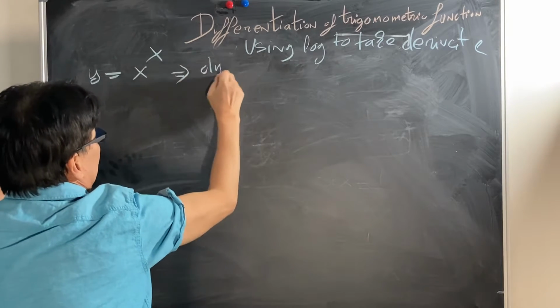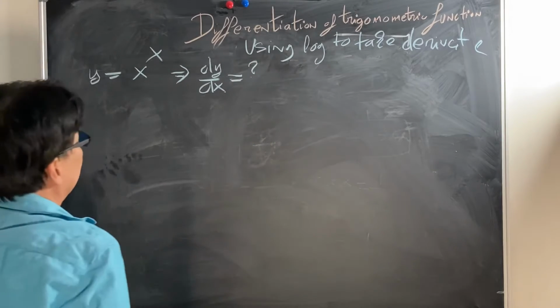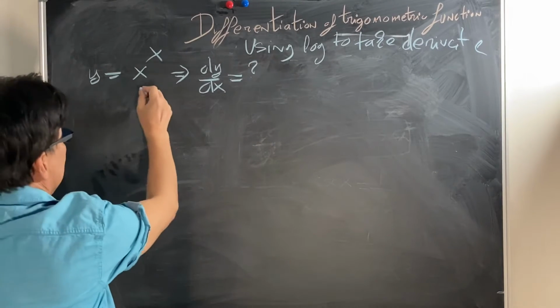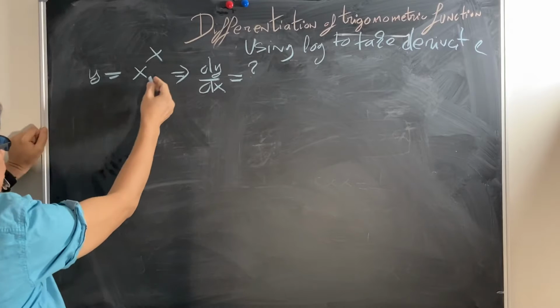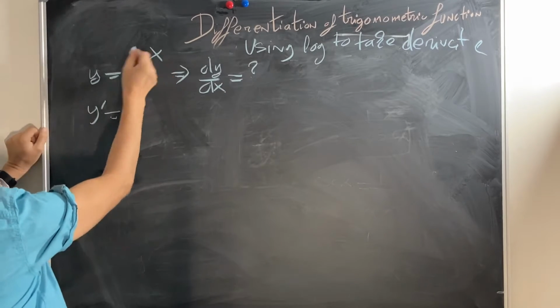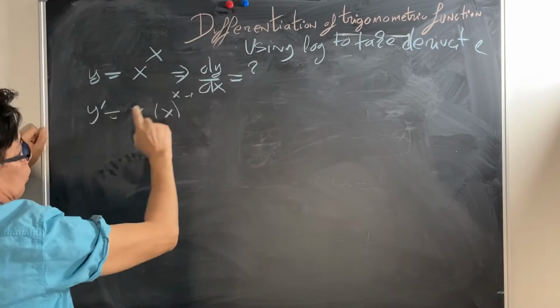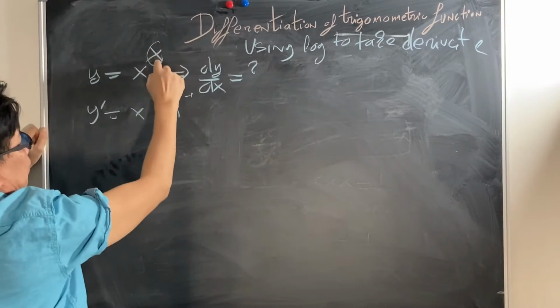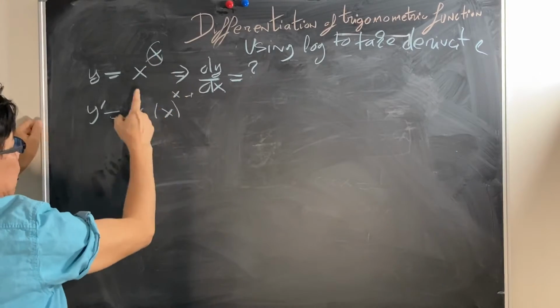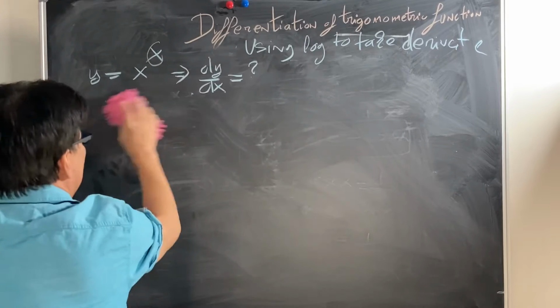What is the derivative of this? Again, we cannot use the power rule. You cannot apply it, taking x down, x minus 1, that's wrong, because x is a function, it's not a number. So in this case, you have to use natural log.